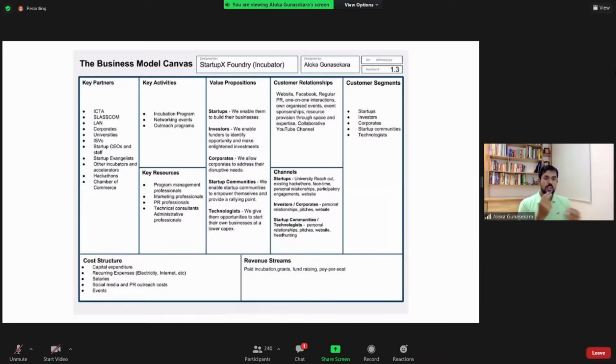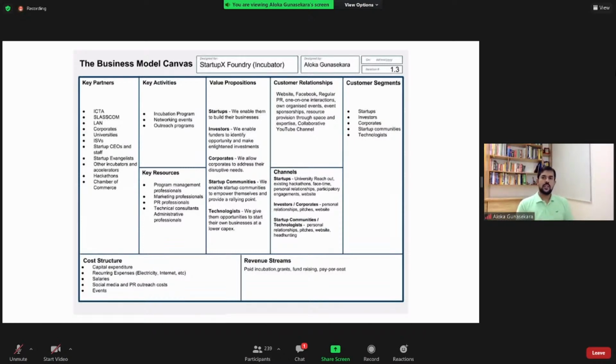And we did a lot of due diligence with the startups so that the investors could identify, okay, this is a startup that I should invest in, because not only am I going to invest my money in it, but I also have the network that I can actually position. So we did that with the investors. For corporates, we allow the corporates to address their disruptive needs.